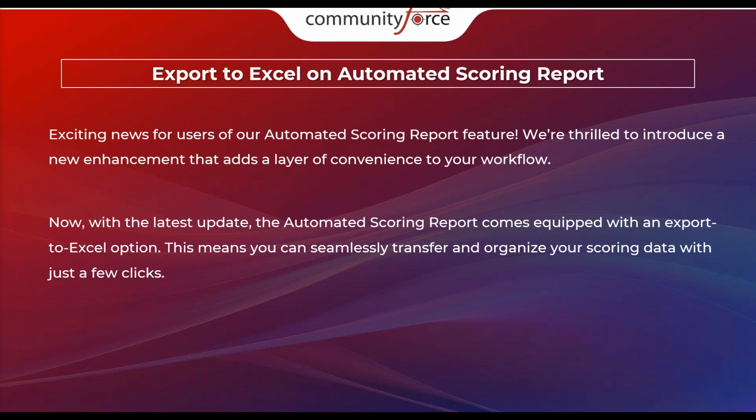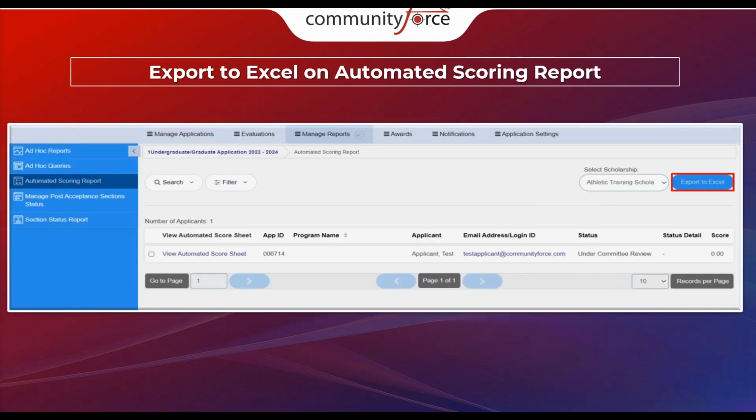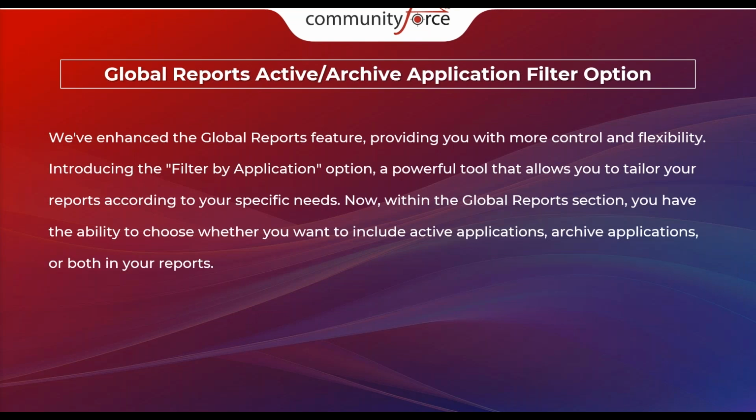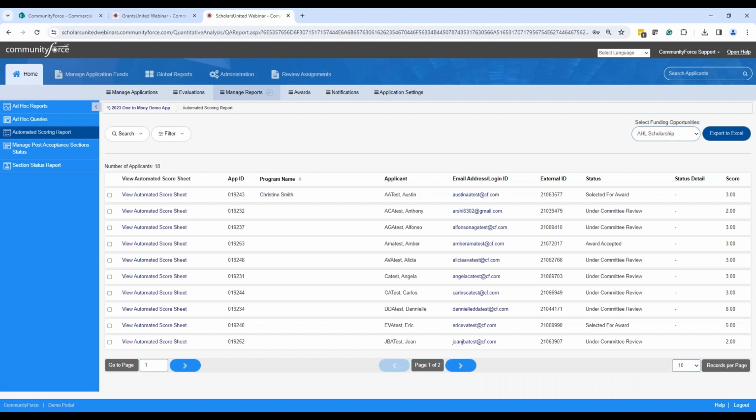Now, the other adjustment we made to our reports is in regards to the global ad hoc reports. So now you have the ability, when you're creating those in the global ad hoc reports, to filter and bring in active or archived applications. You can filter and create reports on both of those. So to get to that, of course, what we're talking about is here in Global Reports.